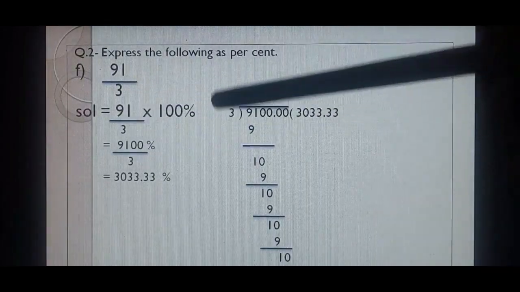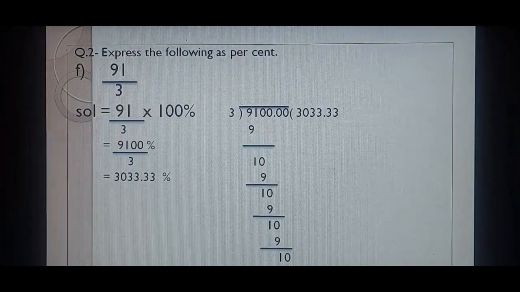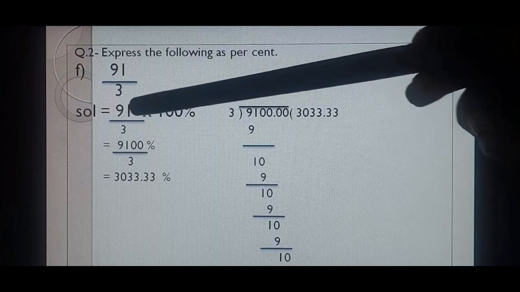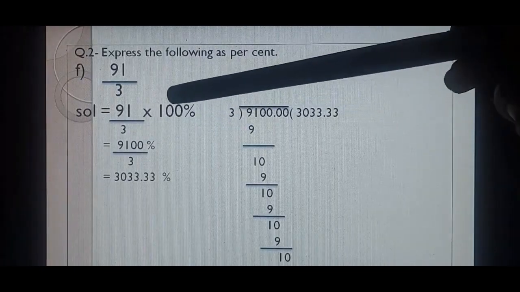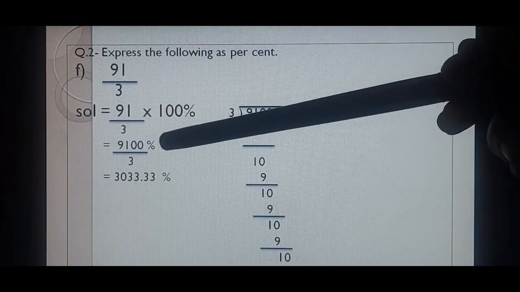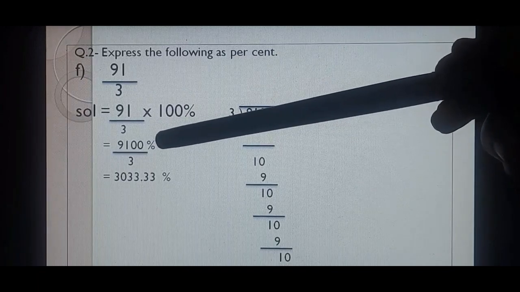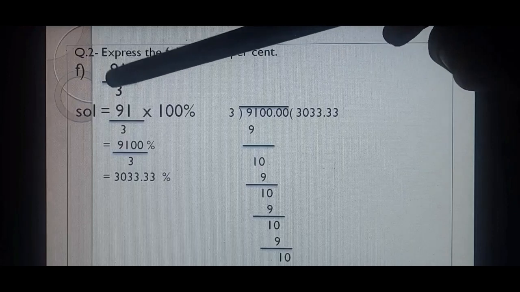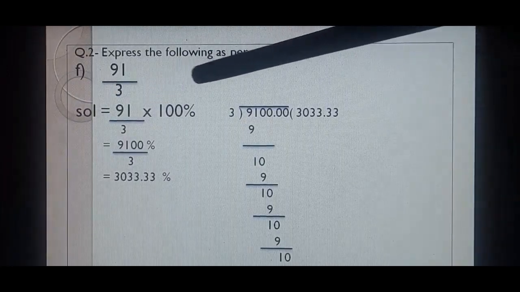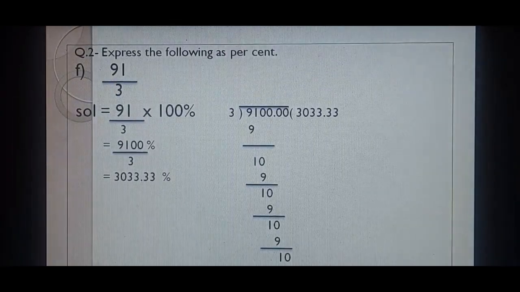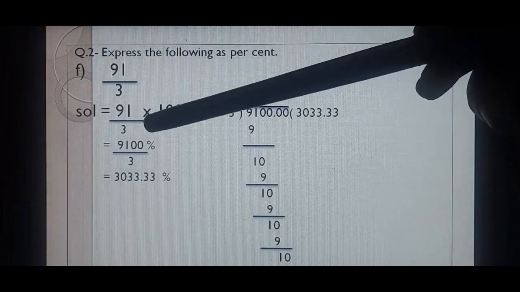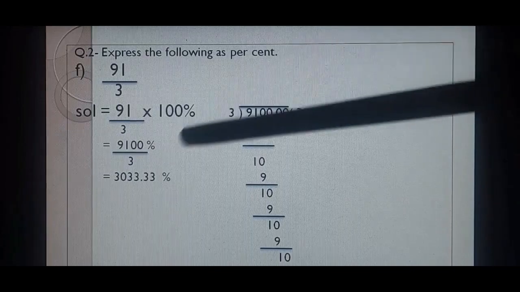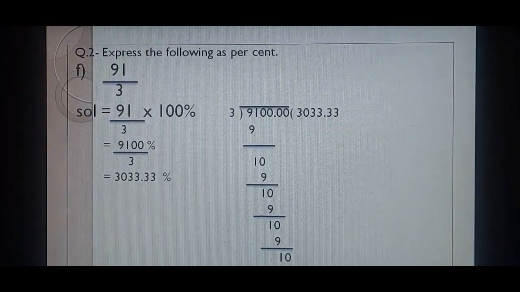So to convert this fraction into percent, we will write 91 upon 3 multiplied by 100%. Why we have written this 100%, I explained to you previously also. We are taking 100 upon 100 with 91 upon 3, 100 numerator and 100 denominator, and the denominator 100 will become percentage. So our solution will become 91 into 100% upon 3. 91 into 100 is 9100, or we can say 9100 upon 3%.